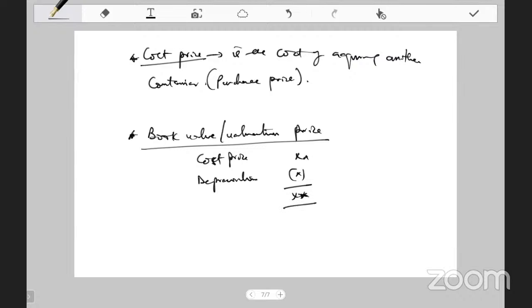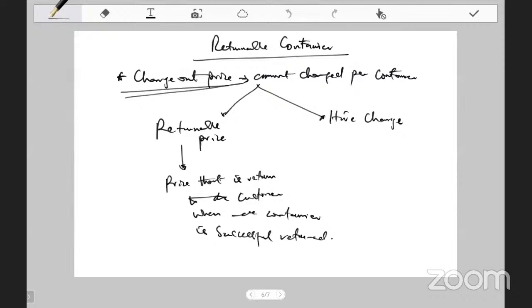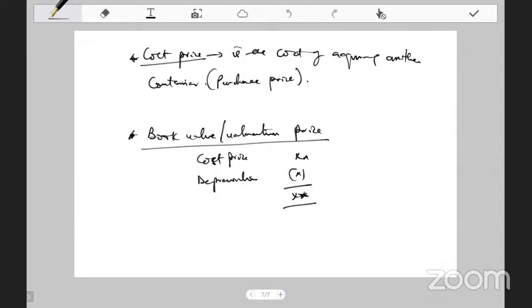So I'm bringing out some things for you that we need to have. Let's go back. When we talk about charge out price, that is the addition of returnable price and hire charge price. When we talk about book value, that is the difference between cost price and depreciation. So those are the two things I want you to have now.